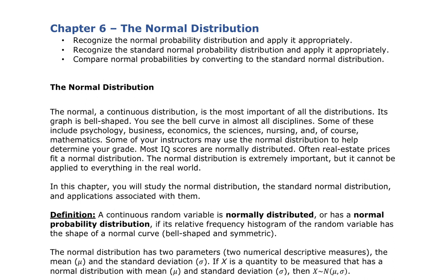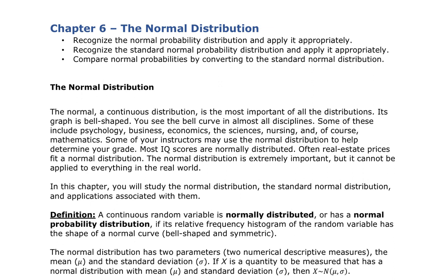So the normal distribution in general is bell-shaped. It's probably one of the more important distributions that we ever learn. Some of the places in which you see bell-shaped or normal distributions is in psychology and business, economics, the sciences, nursing, and of course mathematics. Some of your instructors in the past may be using, and currently may use, a normal distribution to help determine your grade. Most IQ scores are normally distributed. Even real estate prices typically fit a normal distribution. And the normal distribution is extremely important, but it cannot be applied to everything in the real world.